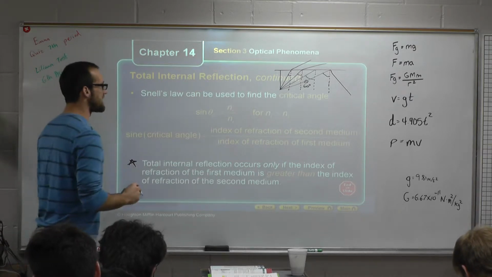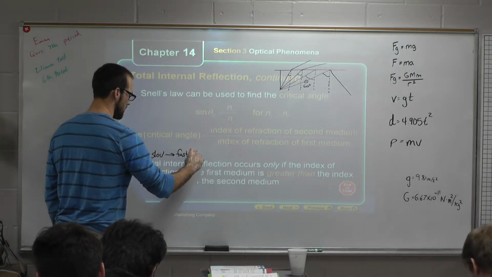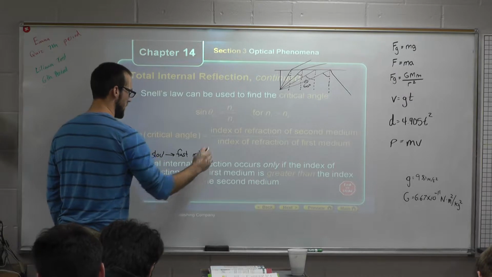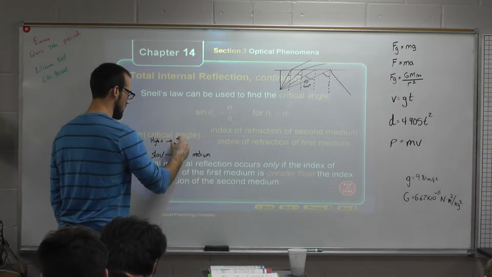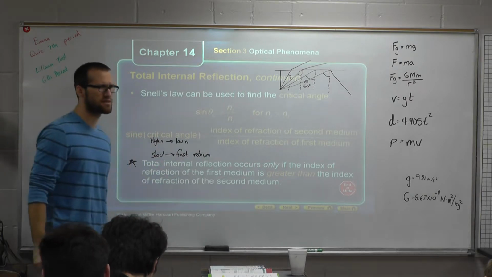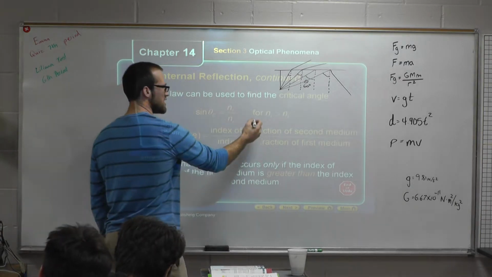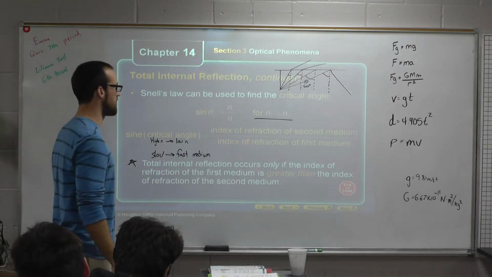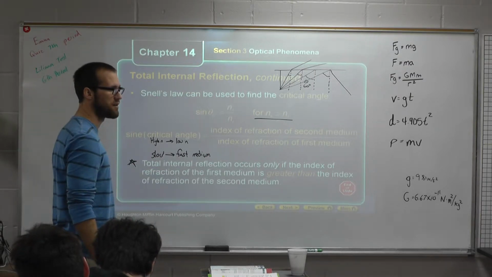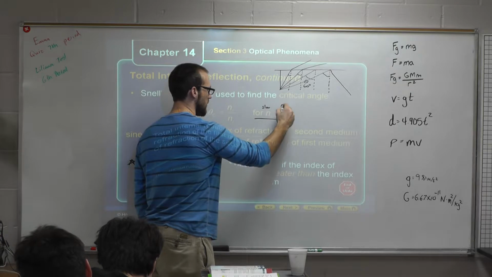What this is saying is that it has to go from a slow medium to a fast medium. Another way of saying this would be high n to low n. Does that make sense, everyone? The incoming index of refraction has to be greater than the outgoing index of refraction, which would mean slow to fast.